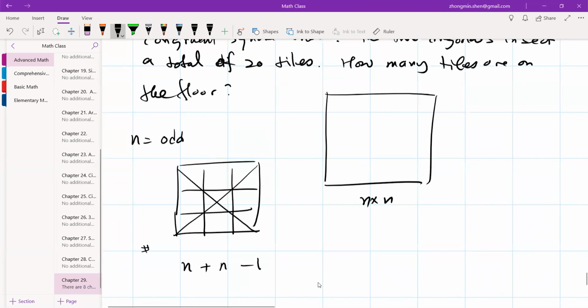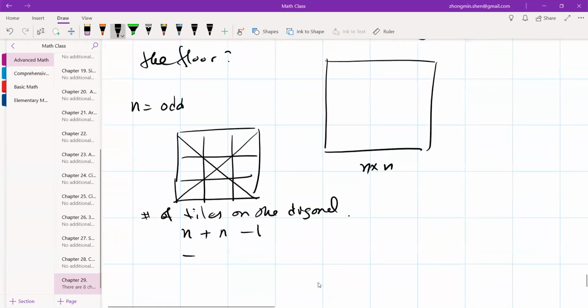So this is the number of tiles on the diagonal. Okay, and this is the other number. This is 2n minus 1. It's impossible, okay, because this cannot be 20.